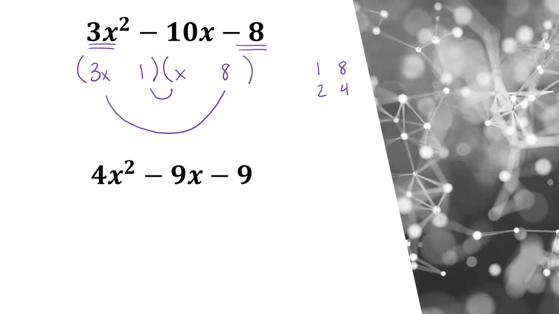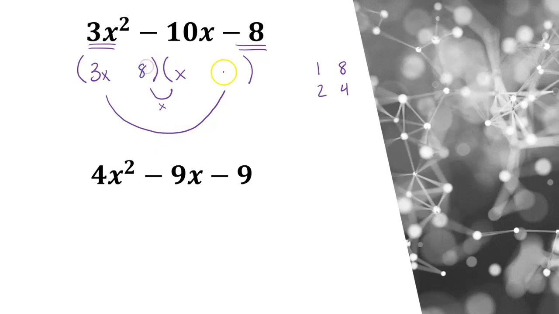Now what does this mean? This means that what we're going to do is we're going to multiply these middle two terms. 1 times x is x. And then the last two terms that make the smile, 3x times 8, that's 24x. And I look to see the 24x and the x. Is there any way that I can add or subtract those two values to get negative 10? And there isn't. So now I'm going to change these.